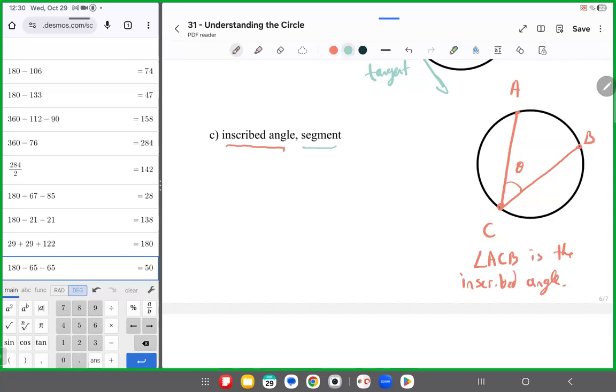Okay, what about the segment? So the segment would be, we connect two of these points, and then we would shade this in.